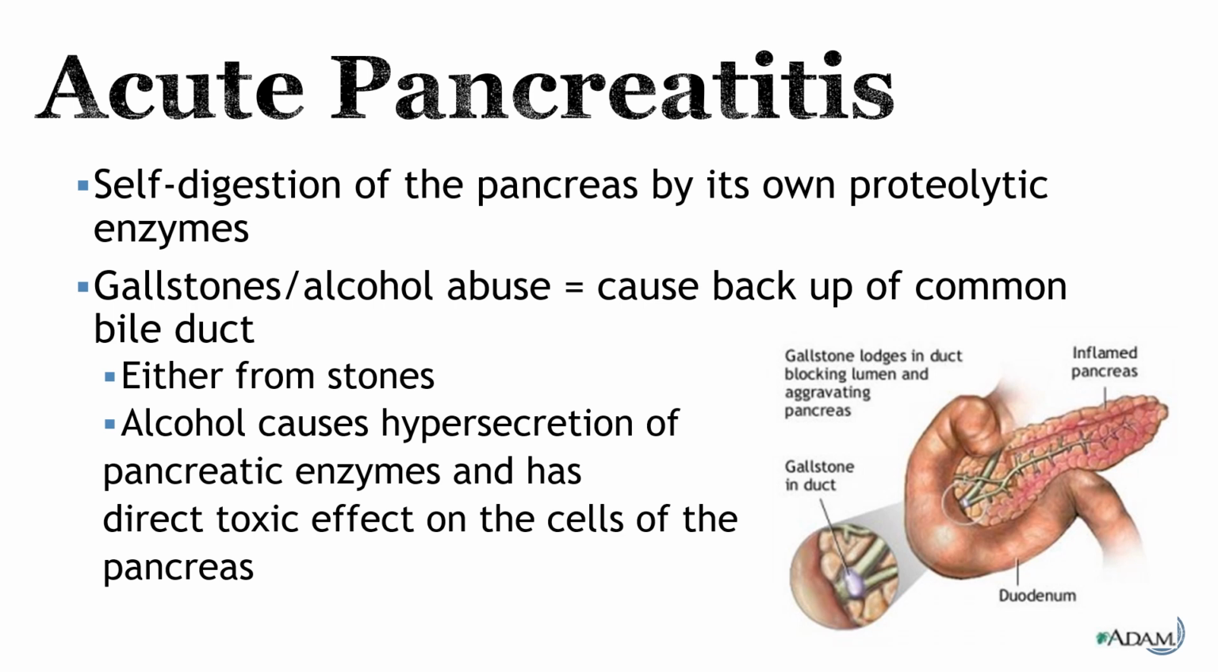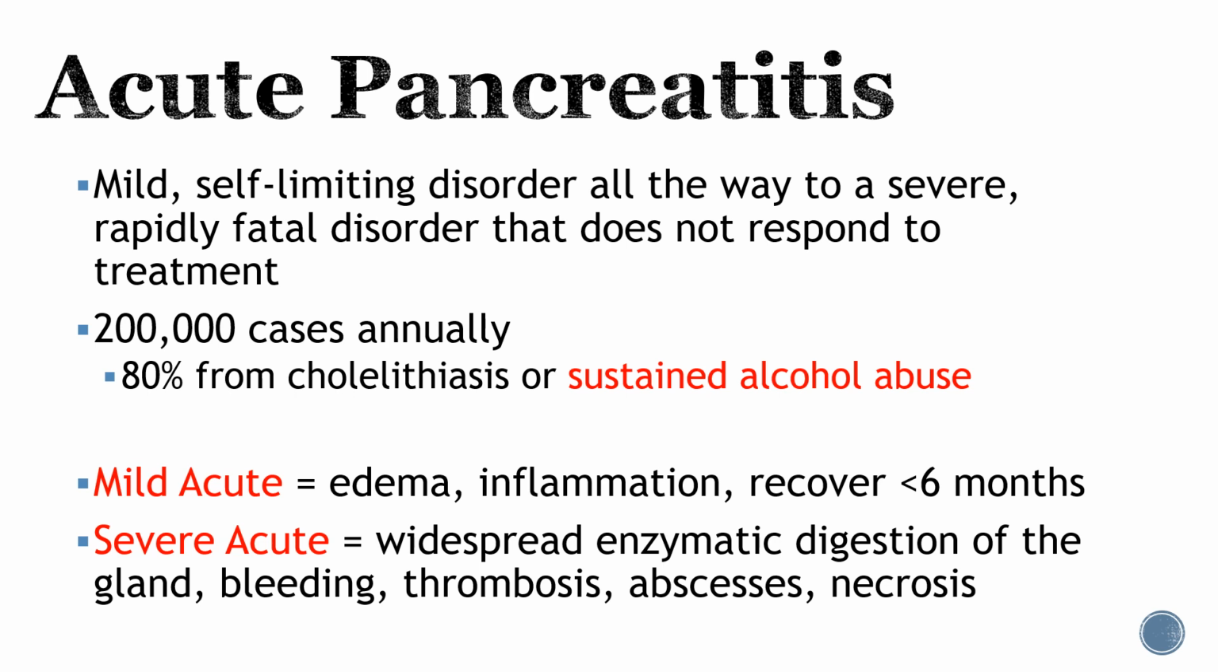So in both of these cases, whether it's a stone lodged in the common bile duct causing backup of those secretions, or alcohol abuse, which causes hypersecretion, there are too many secretions within the pancreas, and it's causing self-digestion, irritation, and inflammation of the pancreas. Usually acute pancreatitis is a mild self-limiting disorder, but it can go all the way up to a severe, rapidly fatal disorder that does not respond to treatment. About 200,000 cases annually, 80% of them are from cholelithiasis, which is a stone from the gallbladder in the common bile duct, or this sustained alcohol abuse.